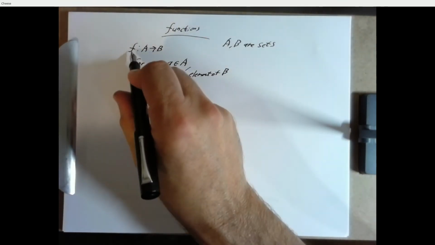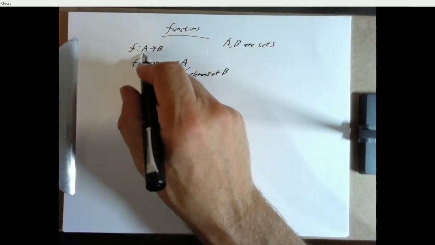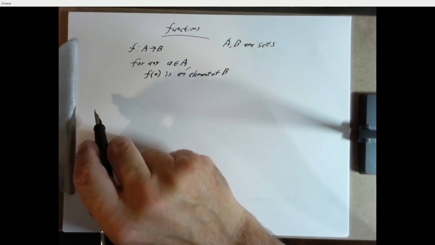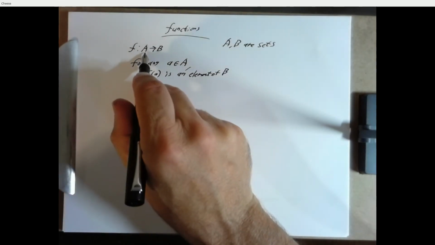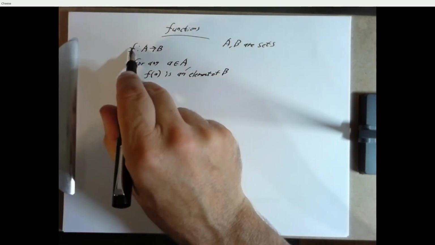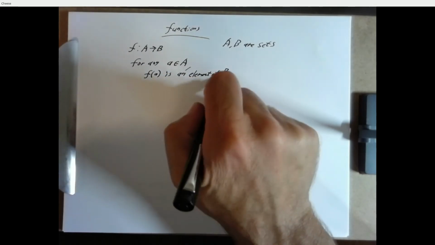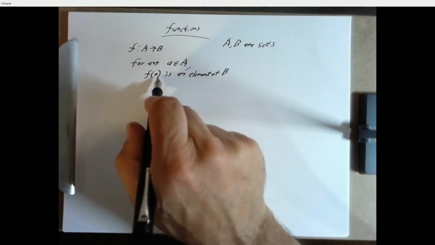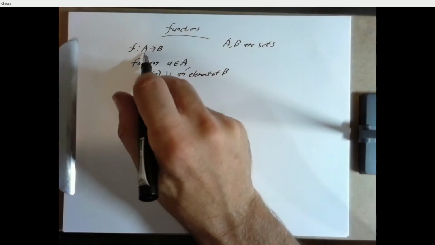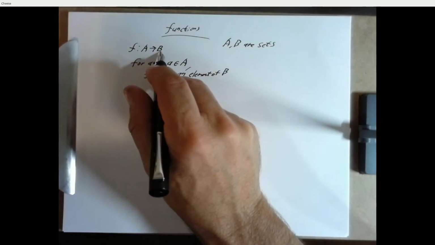So this function f is basically a mapping from elements of A to elements of B. And you can take any element of A, and by applying this function f, you get an element of B, which we call f of whatever that element is. So it's a notion of set operations, right? It takes elements of this set and it changes them into elements of this set.